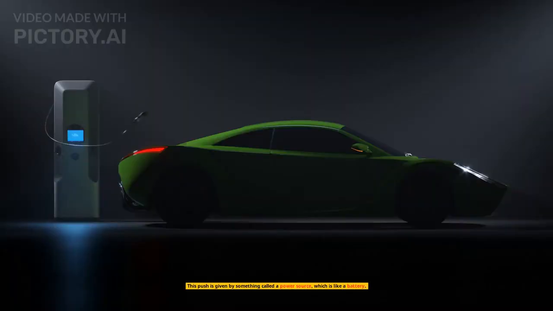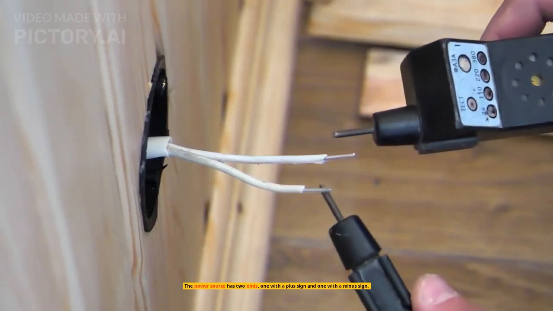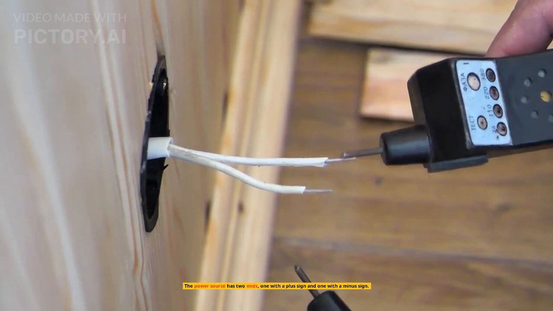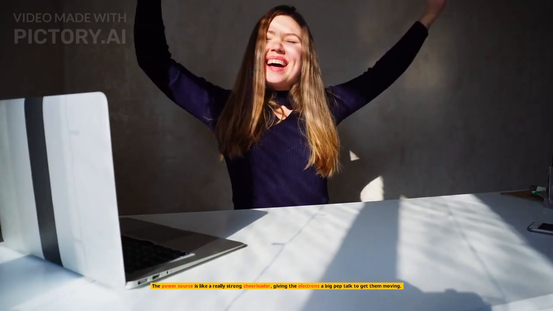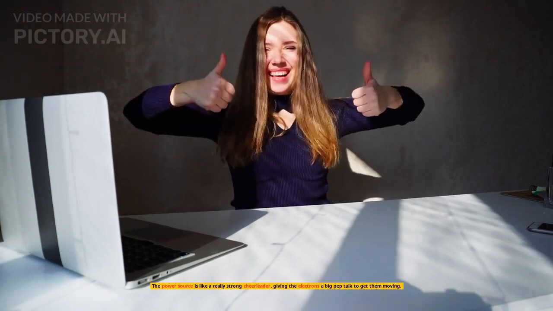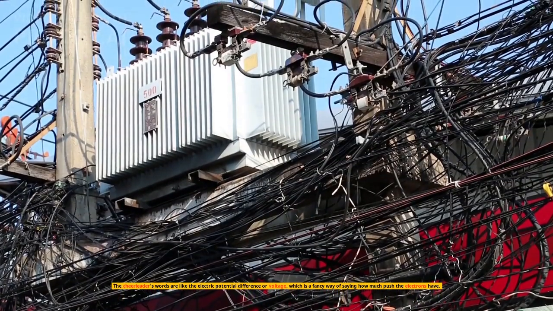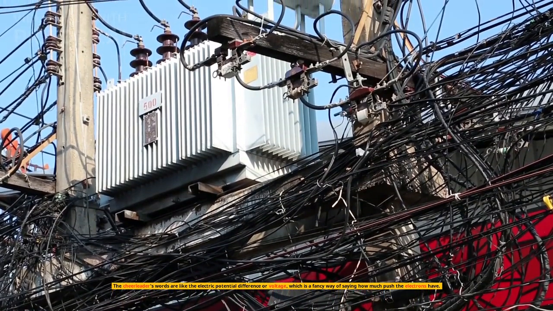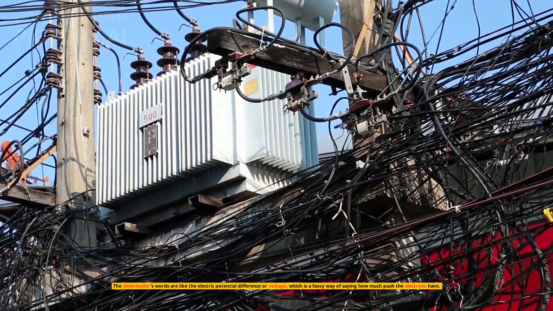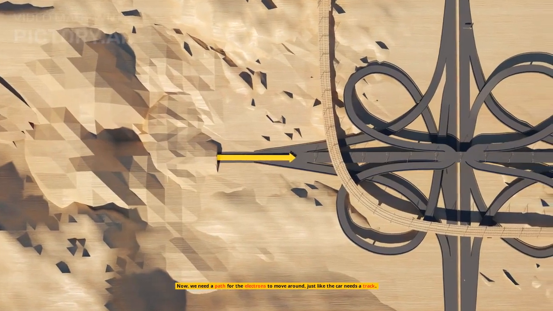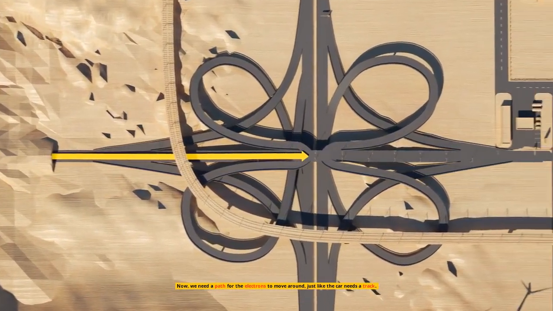This push is given by something called a power source, which is like a battery. The power source has two ends, one with a plus sign and one with a minus sign. The power source is like a really strong cheerleader, giving the electrons a big pep talk to get them moving. The cheerleader's words are like the electric potential difference or voltage, which is a fancy way of saying how much push the electrons have.